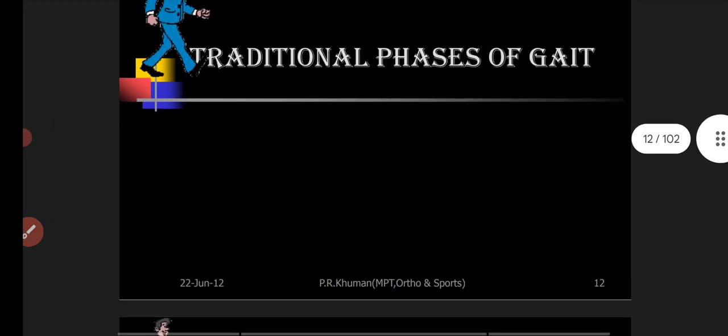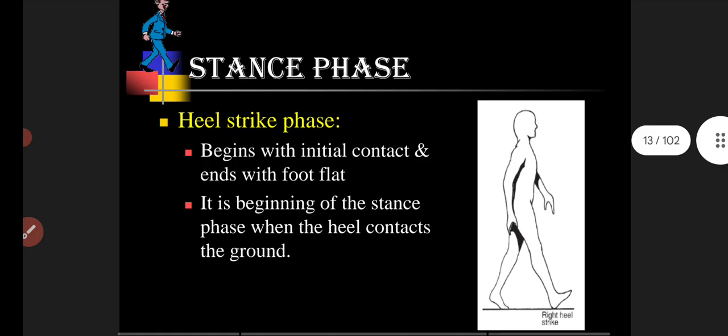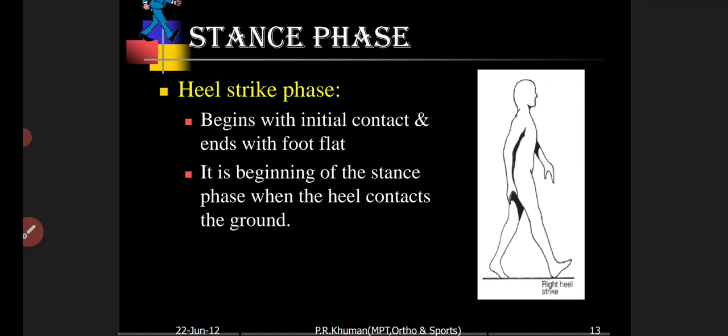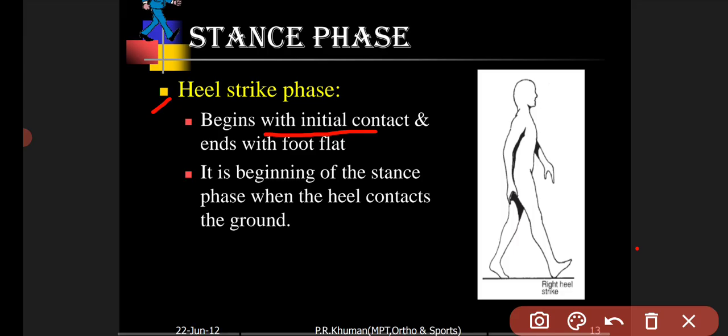Traditional phases. We will study here only the traditional phases, not the RLA phases. In the traditional phases, the first one is the stance phase. In the sub-classifications of the stance phase, the first is known as the heel strike. Heel strike begins with the initial contact of the heel and ends with the foot flat. It is the beginning of the stance phase, when the heel contacts the ground.